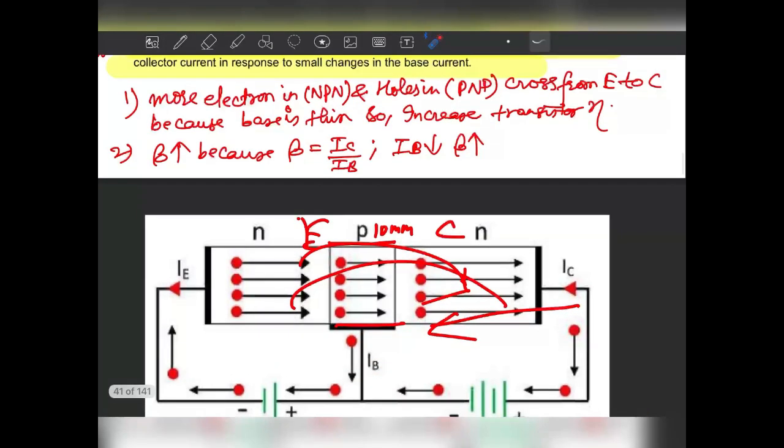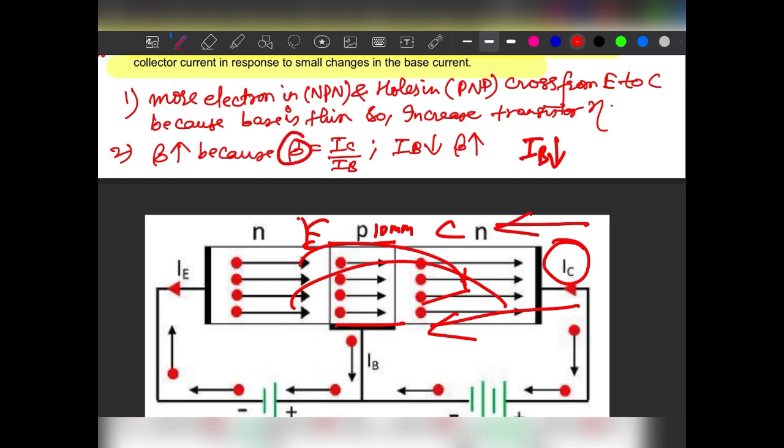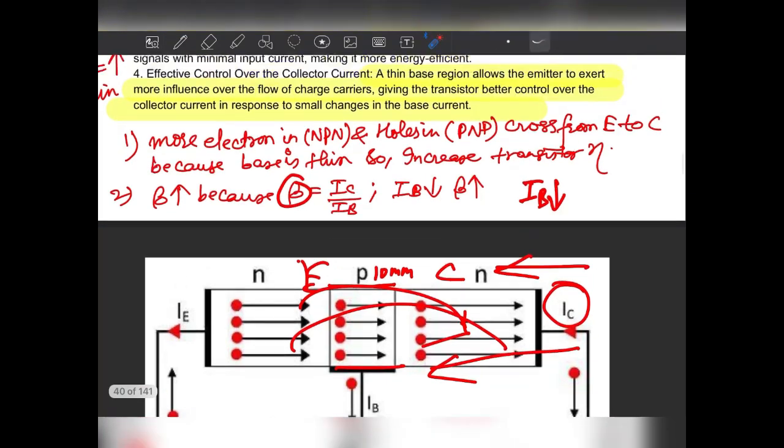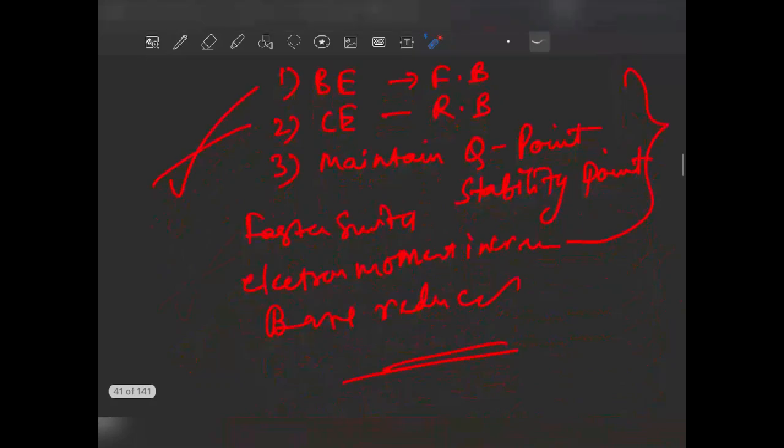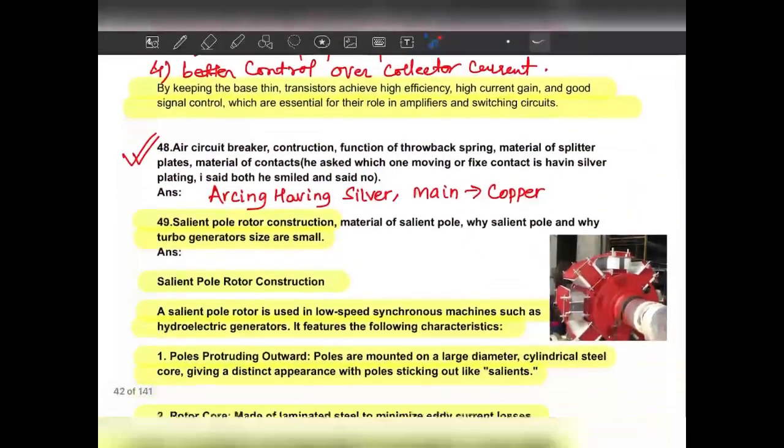And the interviewer may ask you what is gain. You can say it is the collector current divided by the base current. If the base current is less, then the gain will increase, meaning with less base current, your IC current will increase and start flowing very fast. Due to this the gain increases, and you can amplify the signal very easily and do faster switching also. There will also be effective control when the base is thin. So I think you understand this concept.